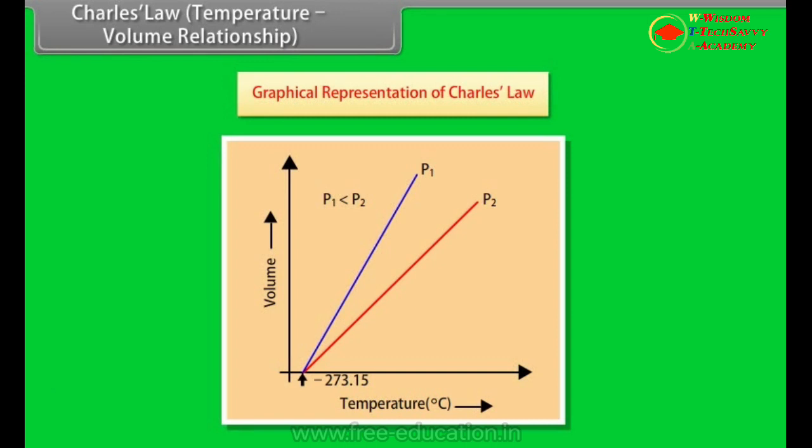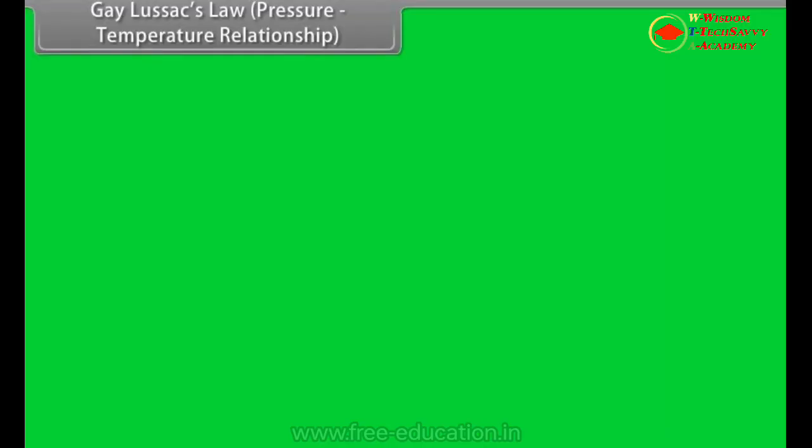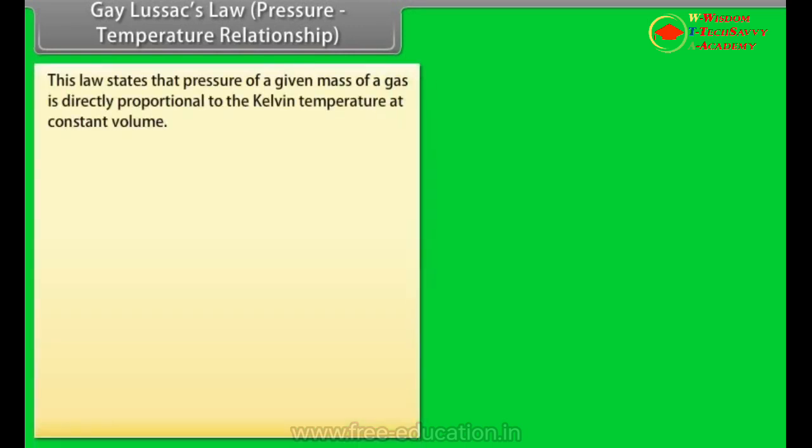Graphical representation of Charles' law. Each line of the volume versus temperature graph is called an isobar. Gay-Lussac's law. Pressure-temperature relationship. This law states that the pressure of a given mass of a gas is directly proportional to the Kelvin temperature at constant volume.